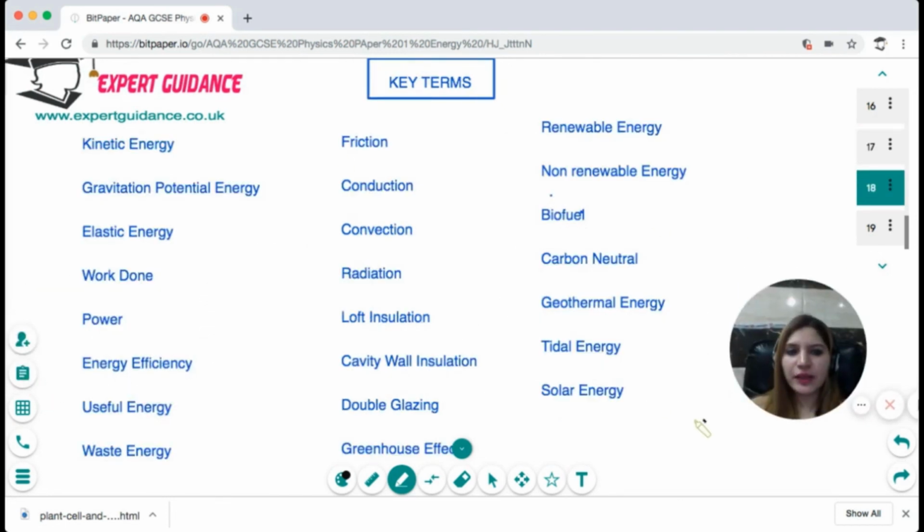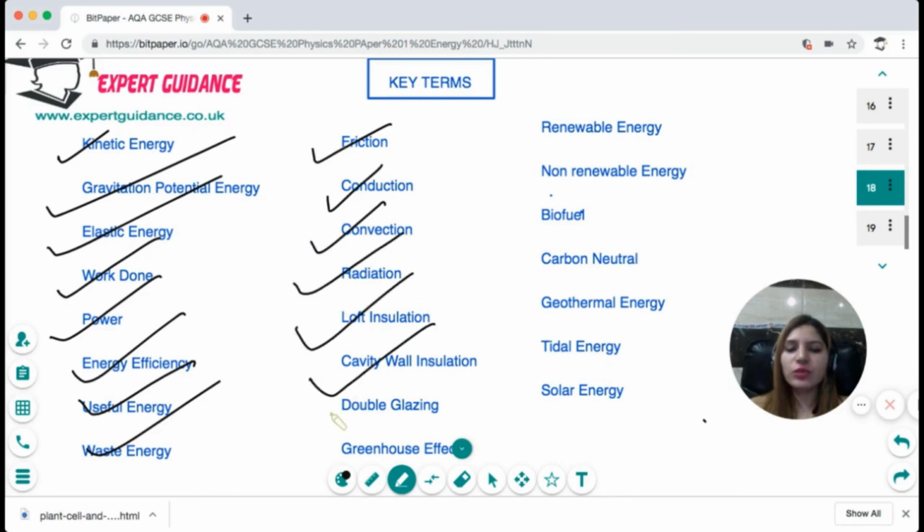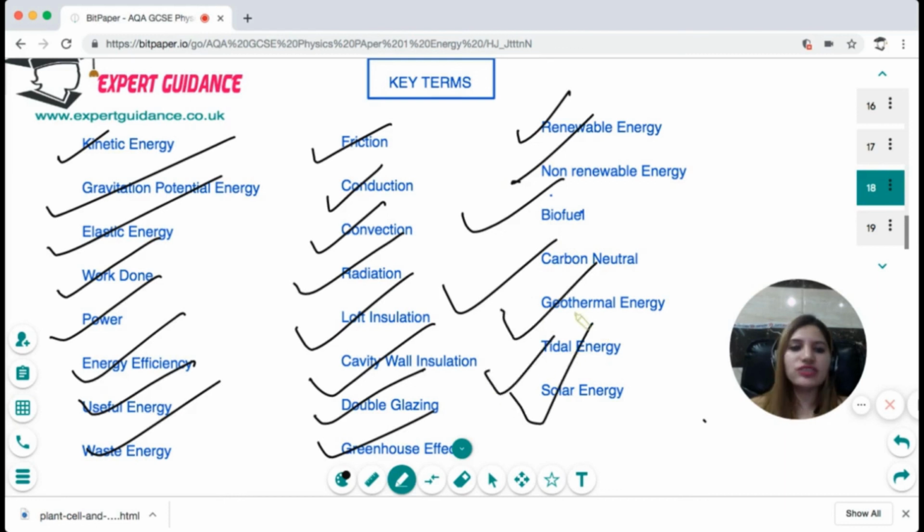Okay, so I hope this topic is clear to you. Now let's quickly look at the key terms that you should know how to answer. For the quantities, make sure you remember the units as well. Okay, so you should know what is kinetic energy, gravitational potential energy, elastic energy, work done, power, energy efficiency, useful energy, waste energy, friction, conduction, convection, radiation, loft insulation, cavity wall insulation, double glazing, greenhouse effect, renewable energy, non-renewable energy, biofuel, carbon neutral, geothermal energy, tidal energy, and solar energy.